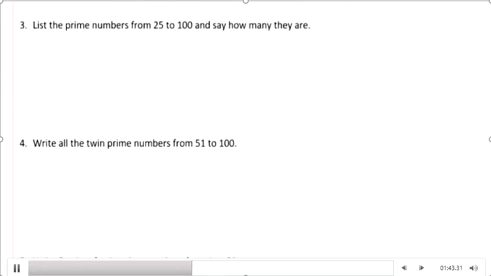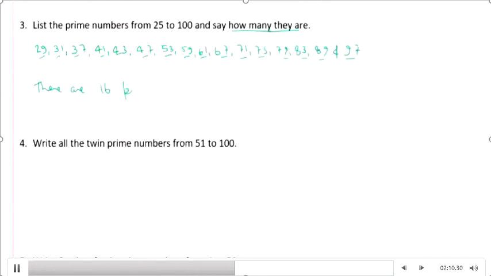Question 3. List the prime numbers from 25 to 100 and say how many they are. We have seen this in the method of the sieve of Eratosthenes. So using that method, we will strike out the numbers which are divisors or multiples of other numbers, and this is how we can have a list of numbers which are prime from 25 to 100.